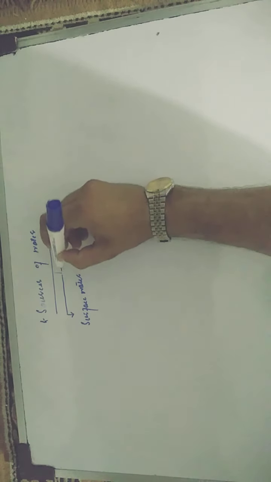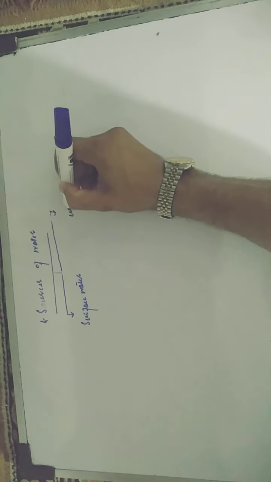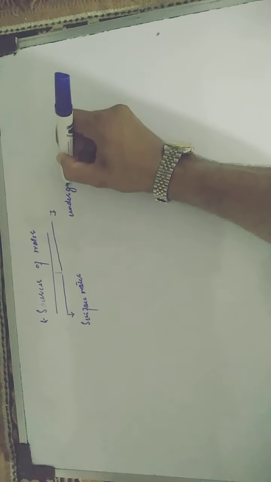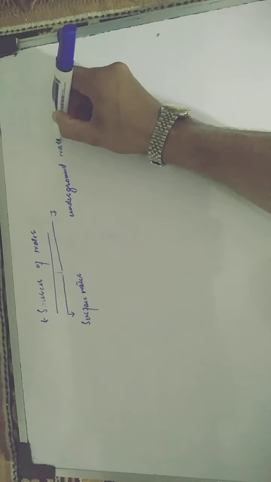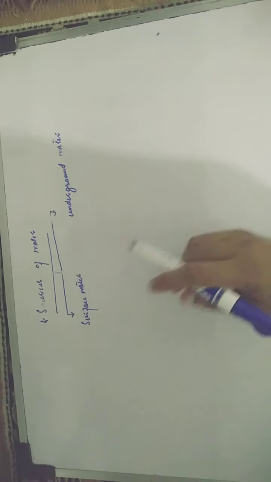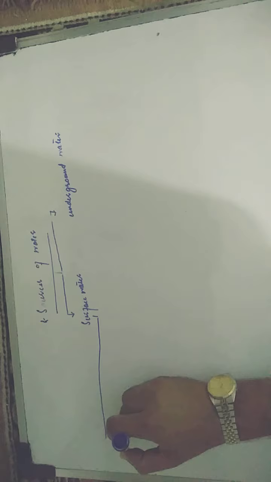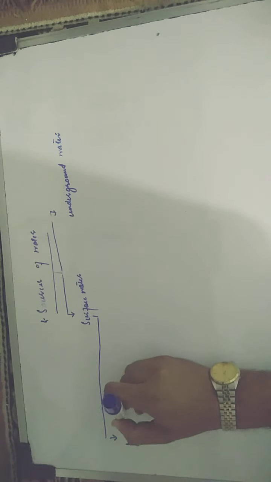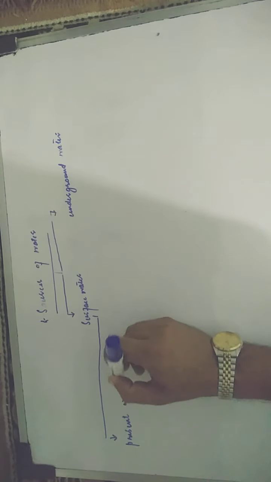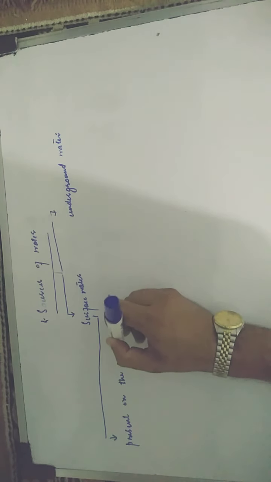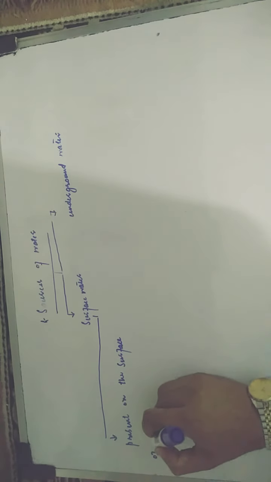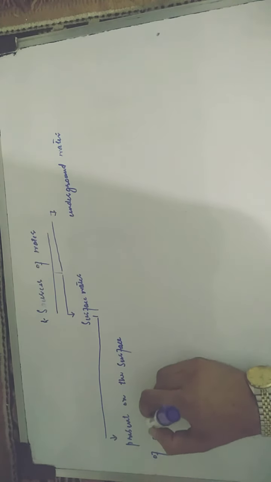And second is the underground water. So surface water is one which is present on the surface of Earth. It is called the surface water. Surface water is the one which is present on the Earth's surface.